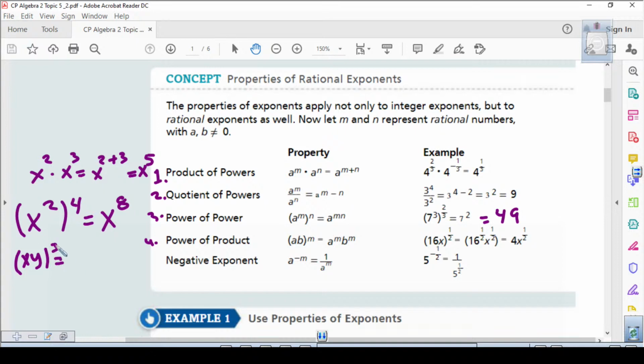Well, this basically goes back to the concept of distributing the power. This power belongs to both of them, to the x and to the y. So that's why you're going to end up with x to the third power times y to the third power. Power of product. What they did here is they have 16x raised to the 1/2. Well, the 1/2 is going to belong to the 16, so 16 to the 1/2, which by the way means the square root of 16, and also the 1/2 belongs to the x. I know the square root of 16, which is 4. I do not know the square root of x because it's a variable, it's unknown. So that's why I leave it the way it is.